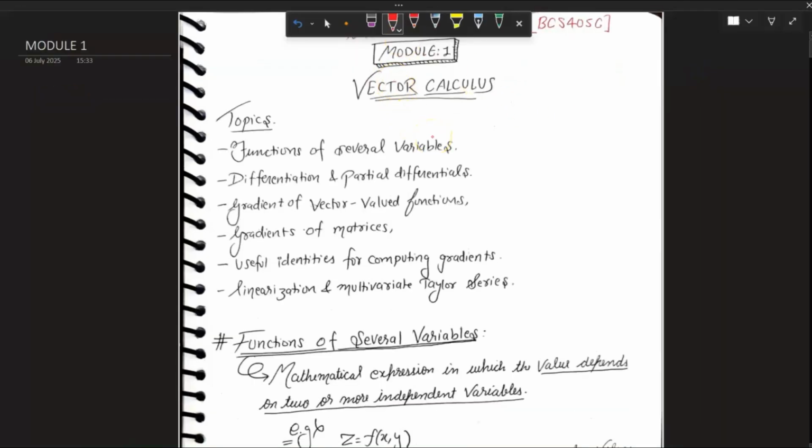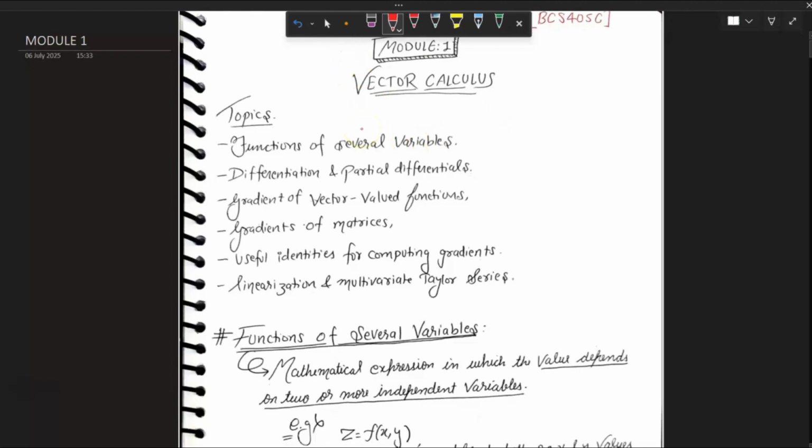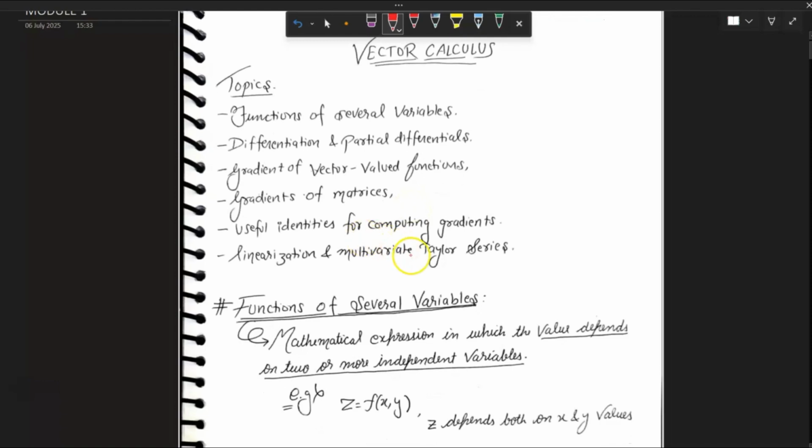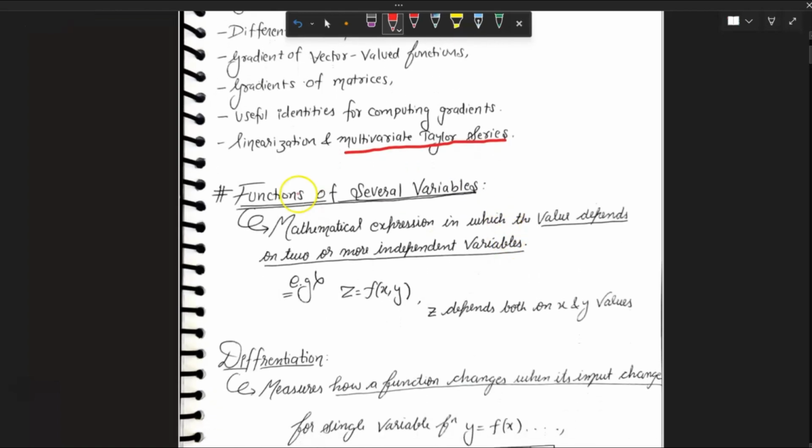So hello friends, today we are starting with module 1 of the optimization technique. This is a very simple and quite easy module, in which there are only three major topics. First is partial differentiation, second is gradient of vector valued functions or matrices, and the last is the multivariate Taylor series. You might be familiar with this.